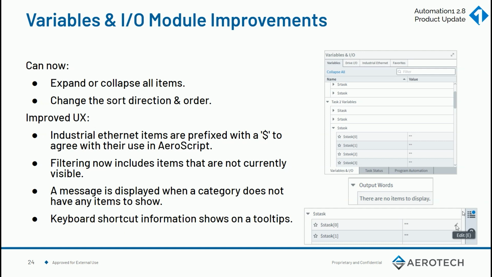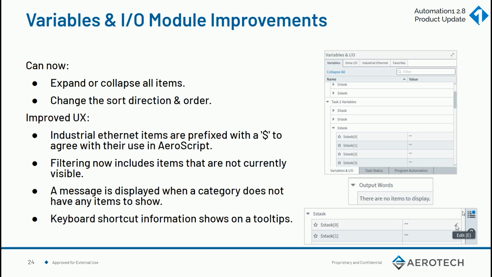On the variables and IO module improvements, we made a whole bunch of improvements here. You can now expand or collapse all the items. You can change the sort direction and order of these items as well, improving the UX for all of our users. The industrial Ethernet items are now prefixed with a $ sign to agree with their use in AeroScript, so there's no longer that point of confusion.